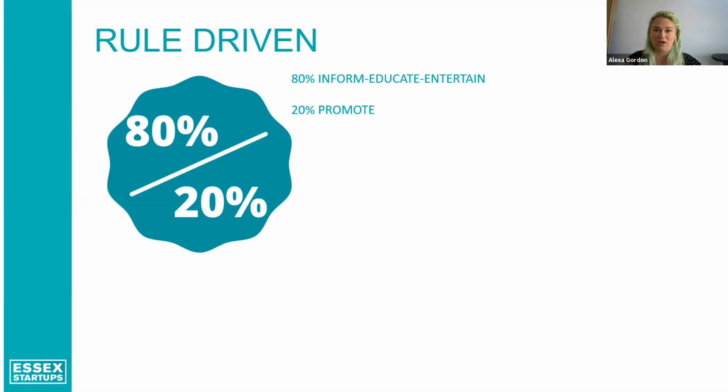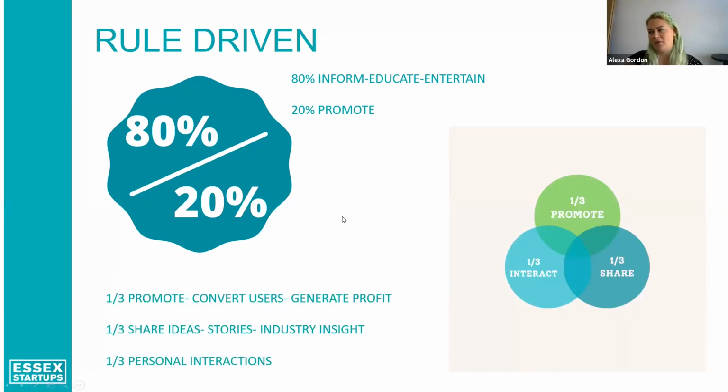So a bit more of a hard sell in that 20%. But you can also try the other social media rule of thirds. So 1/3 of my content is going to promote my business in order to convert my users and to generate profit. Then 1/3 of my content is going to be sharing ideas, stories from leaders in your industry or other like-minded businesses, just to give that overall insight into your business in general.